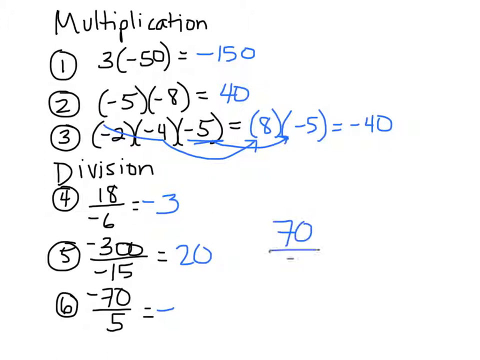That's actually a perfect opportunity for us to practice some short division. Remember, I don't do long division. It's a giant waste of time. I do short division. So 5 goes into 7 one time with 2 left over. 5 goes into 20 4 times with none left over. Ta-da! Negative 14. Hope you liked your integer operations video.